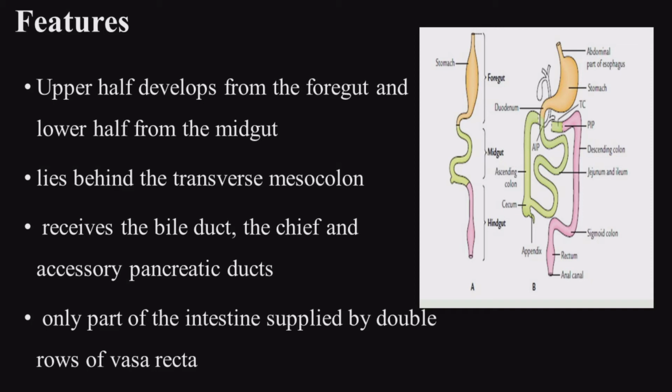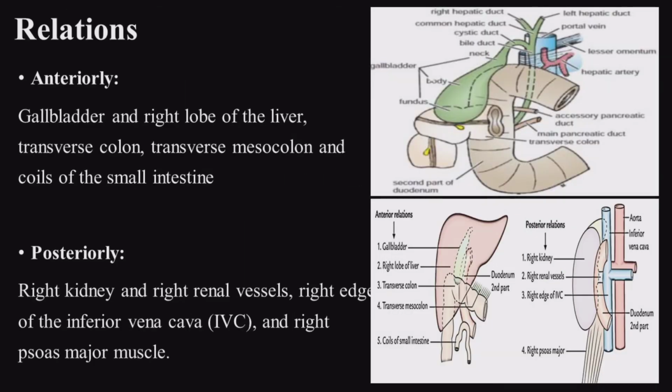It receives the bile duct, the chief and accessory pancreatic ducts. It is the only part of the intestine supplied by double rows of vasa recta arising from the anterior and posterior pancreaticoduodenal arterial arcades. Relations of this second part of the duodenum: anteriorly, gallbladder and right lobe of the liver, transverse colon, transverse mesocolon and coils of the small intestine.